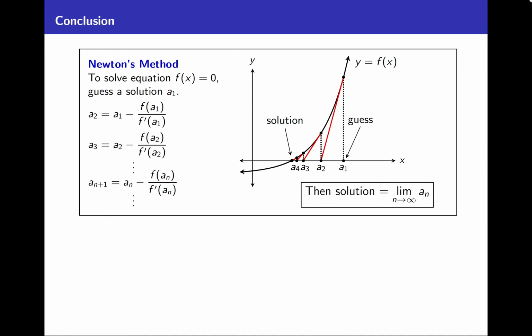In conclusion, we have Newton's method, a way to solve the equation f of x equals 0. You make an initial guess, a sub 1, at the solution, and then you get increasingly better and better approximations to the solution by the scheme outlined here and that we discussed today. The bigger and bigger n is, the better and better an approximation a sub n is to the actual solution of the equation. You could write it this way: the solution is the limit as n goes to infinity of a sub n. Although, as we saw today, for all practical purposes, you can usually take n equals 6 or 7, and you've got a really good approximation.